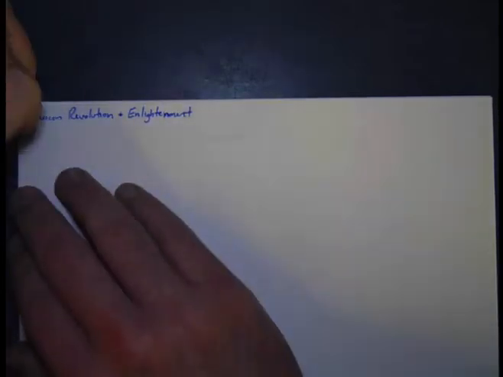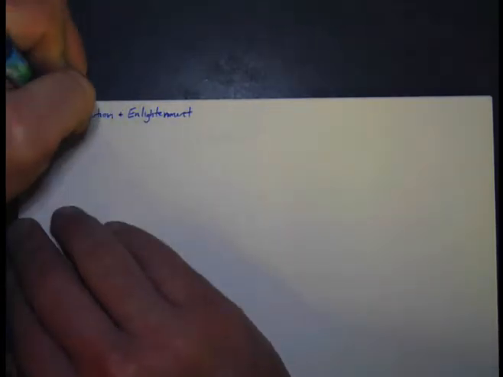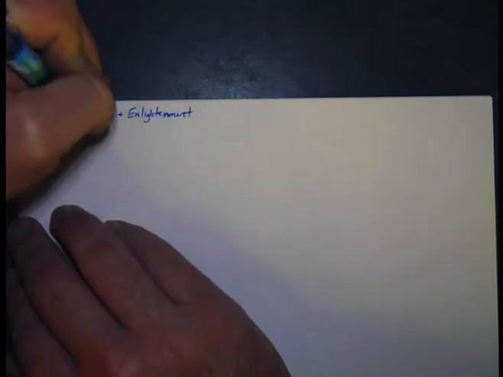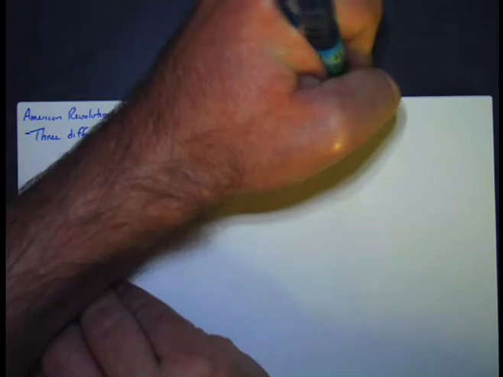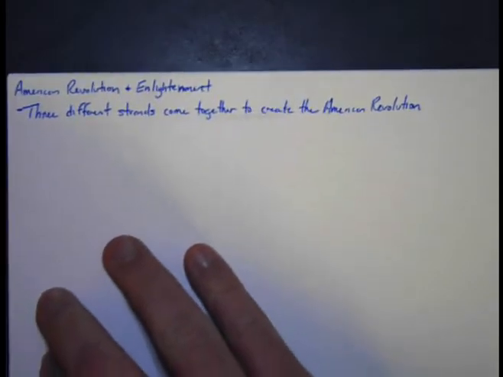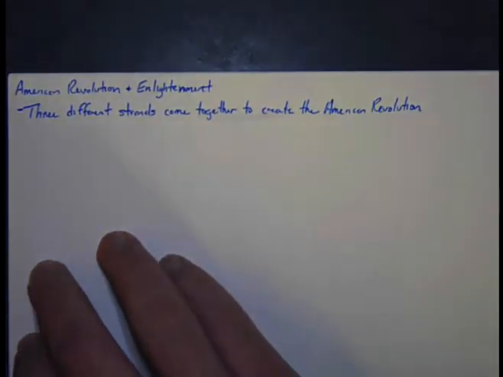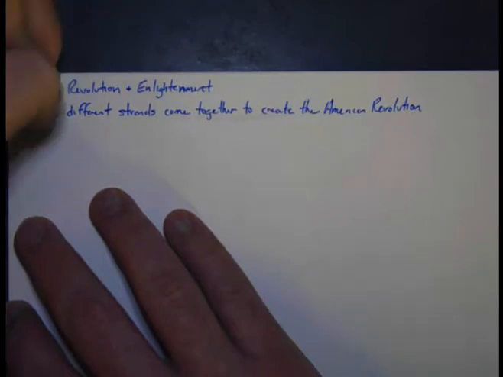So the American Revolution actually comes out of three different, I guess we would call them strands, come together to create the American Revolution. So we'll do these in chronological order. The first one of these is the English Civil War.